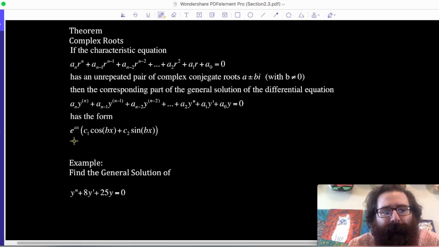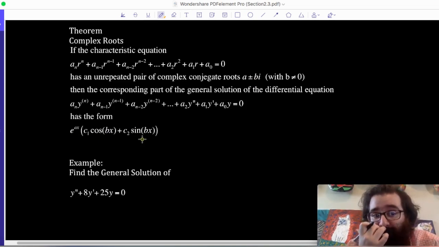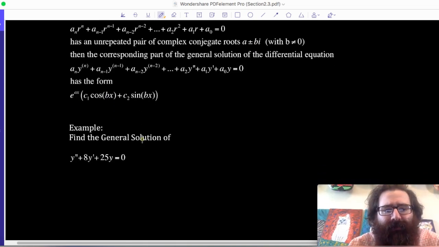has the form e to the ax times, in parentheses, c sub 1 cosine bx plus c sub 2 sine of bx. And I want you to notice the roles that everything is playing here. A plus or minus bi, a is the real part, and that stays in the exponent of the exponential function. b, the imaginary part, the coefficient on i, goes inside the cosine and sine functions, and that's where we place our coefficients. Now let's see if we can apply that idea to this next example.